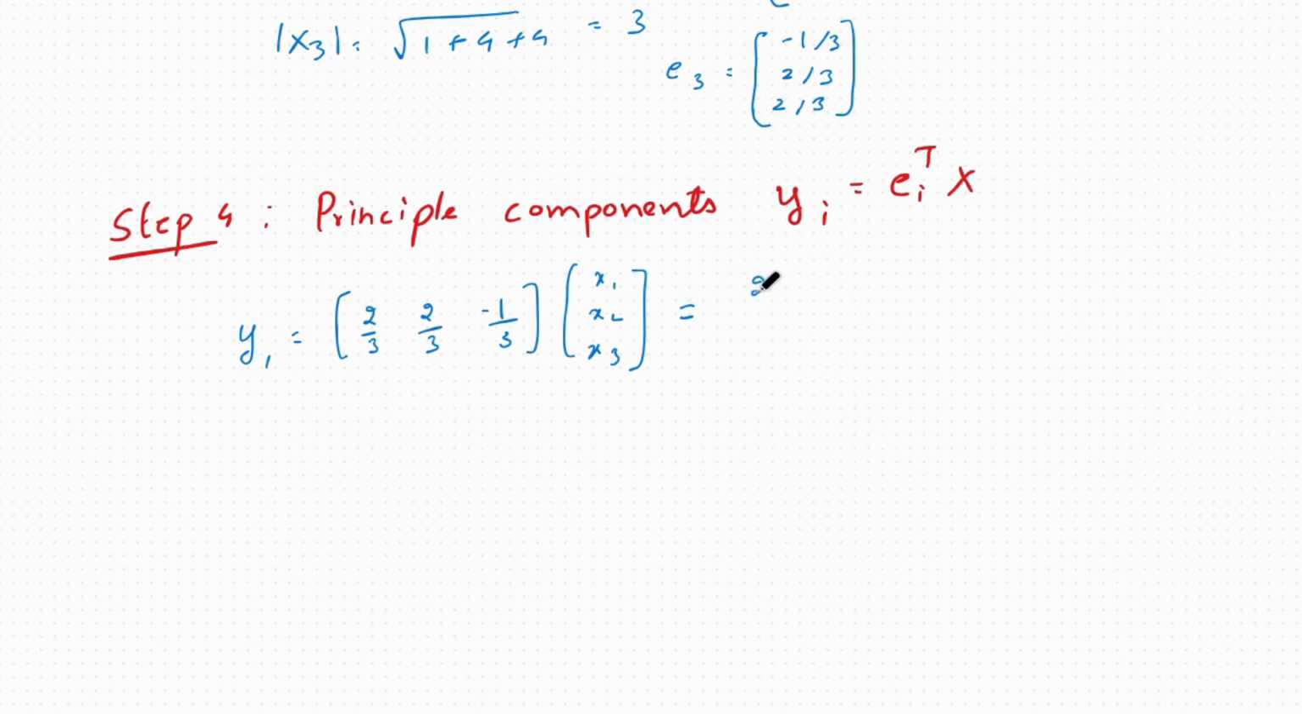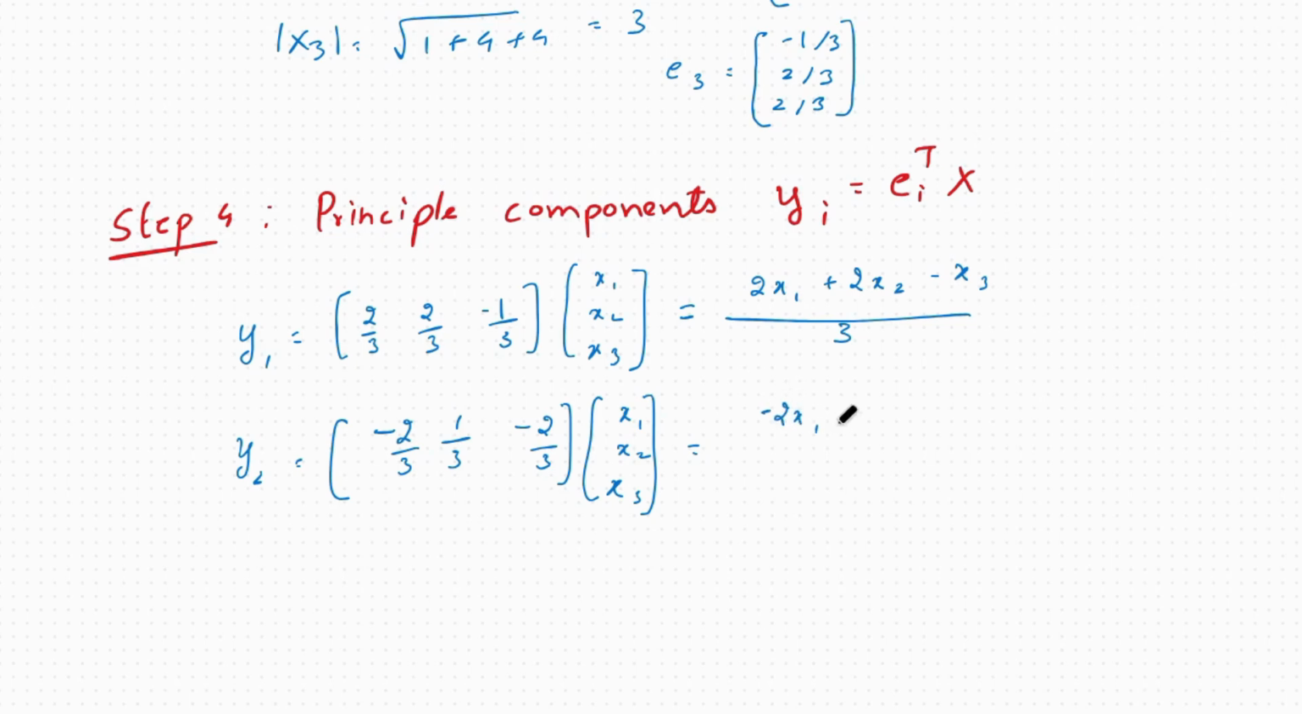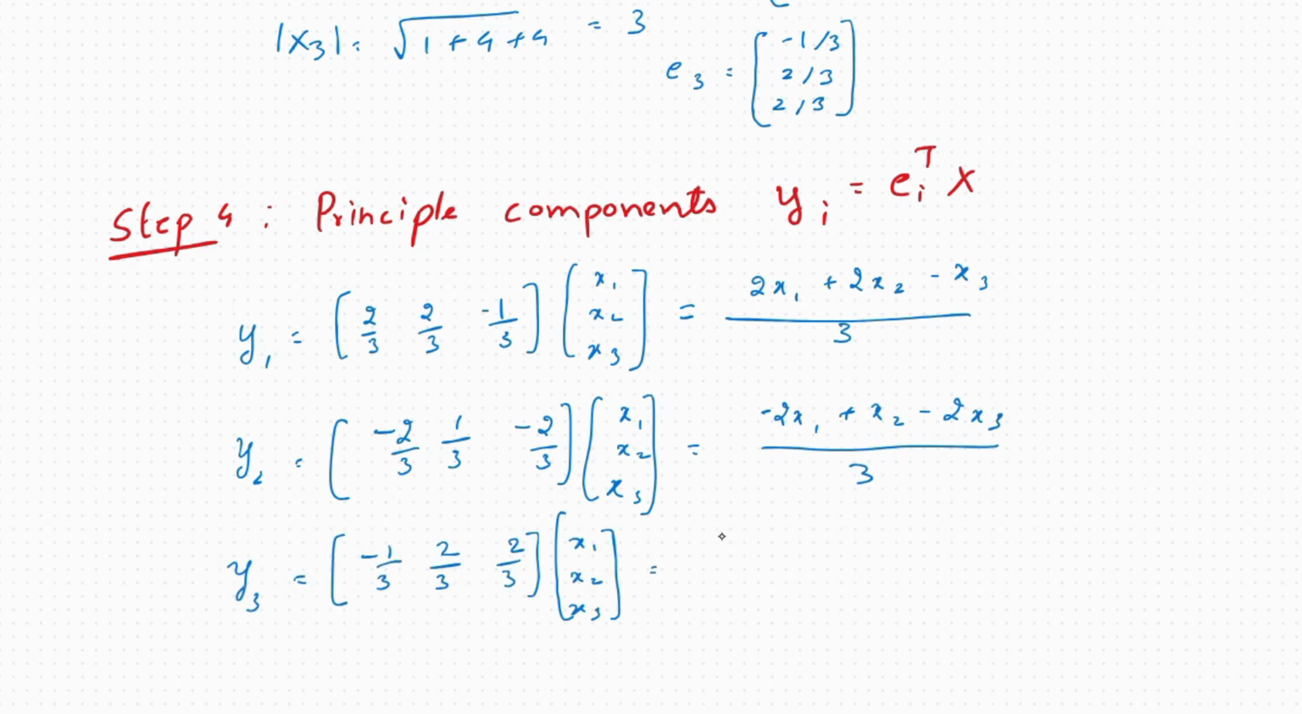After solving this equation, we get y1 is equal to 2x1 plus 2x2 minus x3 by 3, and y2 is equal to minus 2x1 plus x2 minus 2x3 by 3. y3 is equal to minus x1 by 3 plus 2x2 by 3 plus 2x3 by 3. So in this way we got the principal components.